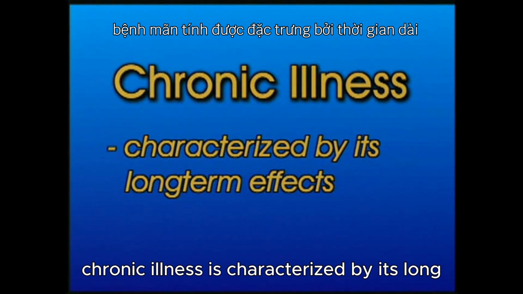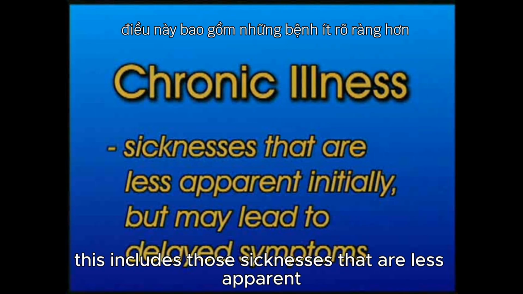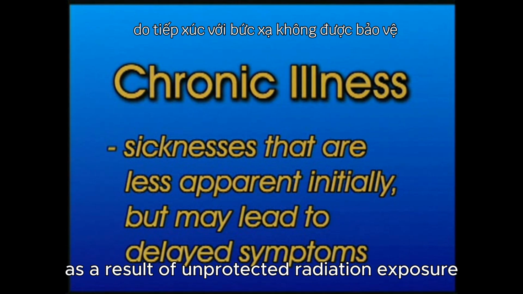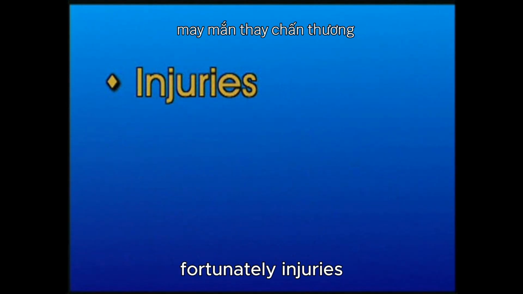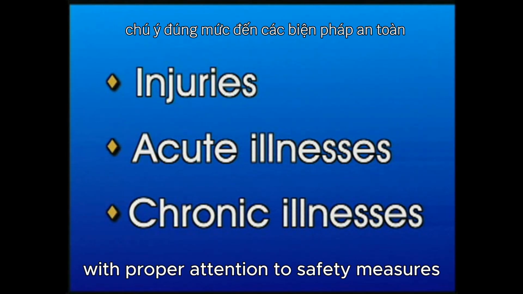Chronic illness is characterized by its long-term effects. This includes those sicknesses that are less apparent initially but may lead to delayed symptoms, such as might be experienced as a result of unprotected radiation exposure. Fortunately, injuries, acute illnesses, and chronic illnesses are often preventable with proper attention to safety measures.